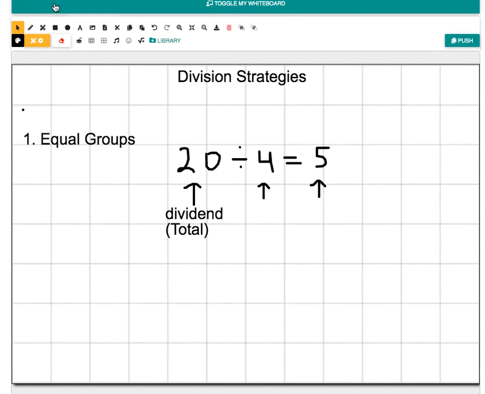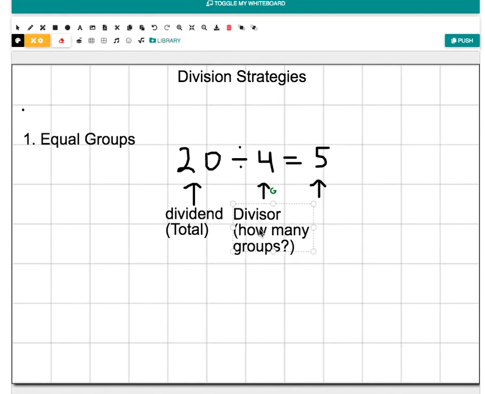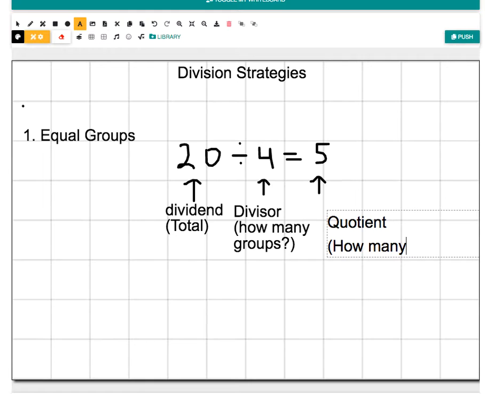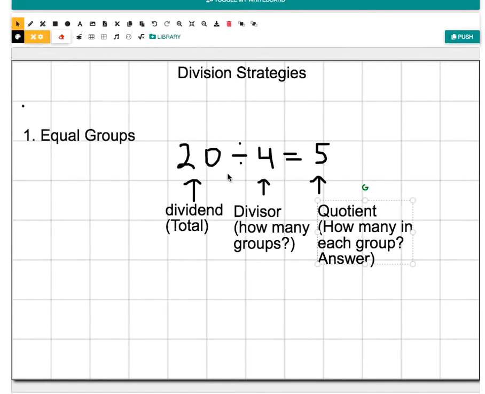It's our biggest number. The next number is called the divisor, and that's how many groups we're going to put it in. So if I wanted to divide it between 4 people, there would be 4 people. And the last number is called the quotient, and that's how many is in each group, or the answer. So they need to know the dividend, the divisor, and the quotient.